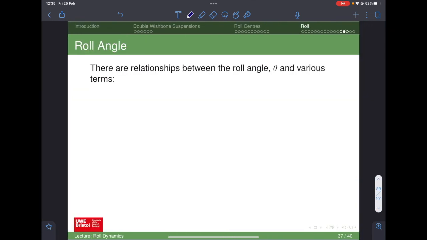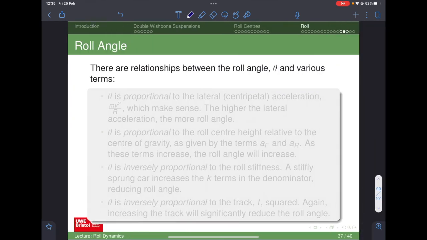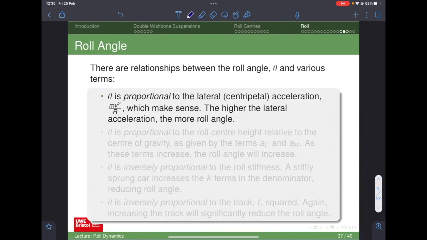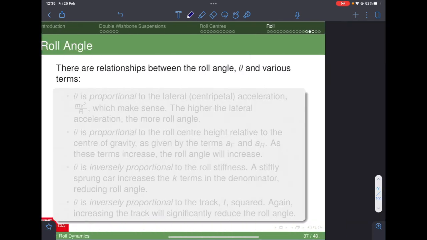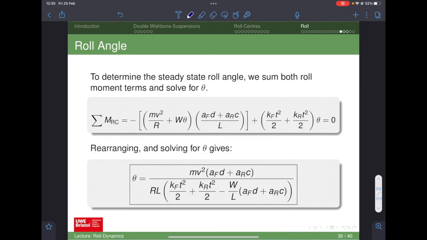So there are relationships between the roll angle theta and various terms, and some of these are self-explanatory. Clearly, theta is directly proportional to the lateral acceleration, v squared upon r, which makes sense. The higher the lateral acceleration, the more the roll angle. And you can see quite clearly that that is in here. V squared upon r. There's your lateral acceleration.